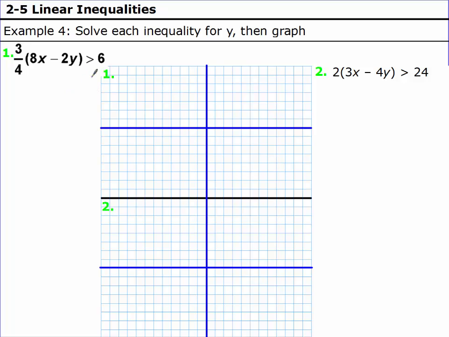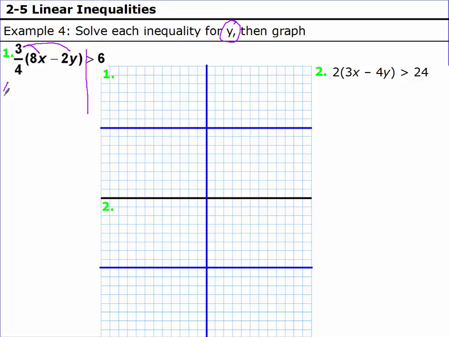Alright, so the hardest ones here, they're going to make you solve for y first, then graph it. Remember we can't graph from this form anyway, so we kind of have to solve for y. Solve for y again means get y by itself. So first step that I would suggest doing over here is distributing the 3/4.